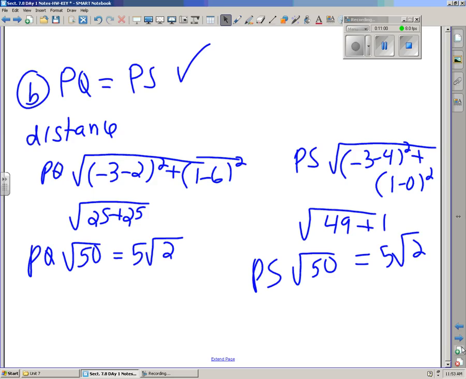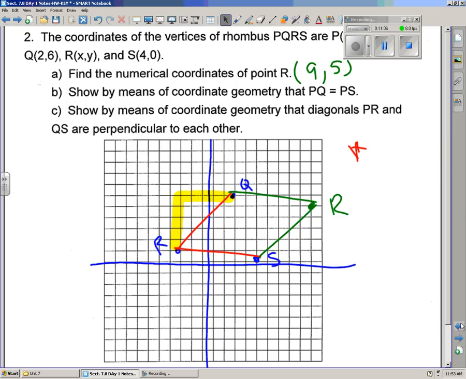That was B. C says it wants you to show by means of coordinate geometry that the diagonals are perpendicular to one another. So if we're dealing with diagonals, and the diagonals here being from P to R, this is P. So from P to R and Q to S, we want right angles here. So if we can show that we've got right angles or negative reciprocals from those 2 lines, then we are good.